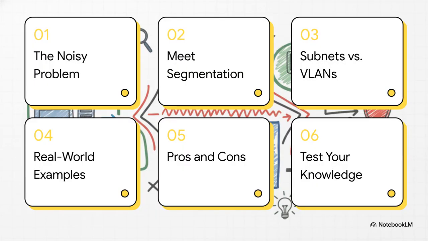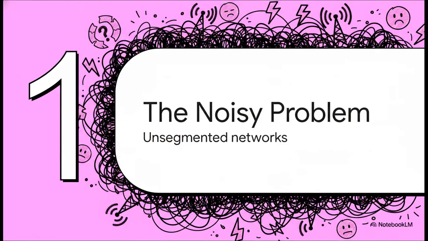Here's our roadmap for today. We'll start by looking at the noisy problem of flat networks, then meet our solution, segmentation. We'll compare subnets versus VLANs, cover some real-world examples, weigh the pros and cons, and finally, put your network knowledge to the test. Okay, part 1, the noisy network problem.